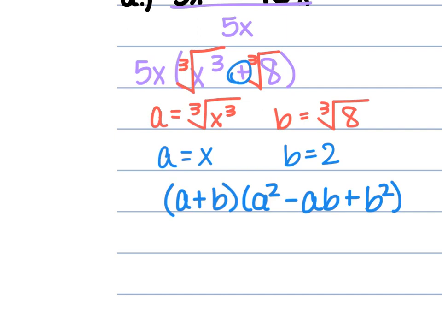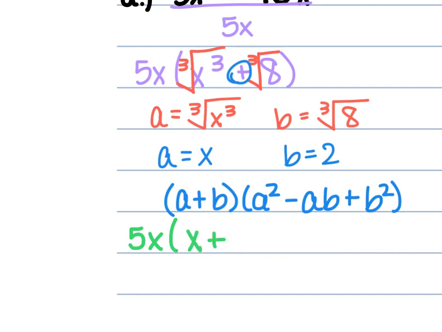So we have the a, which is the x, the b, which is 2. We're plugging these values in, but remember, you need to keep that 5x out front. We've factored that out so it just doesn't disappear. You have to represent it within. So the a is x.